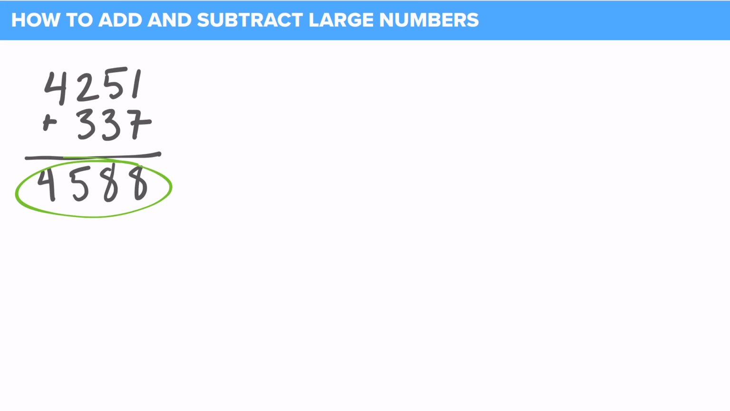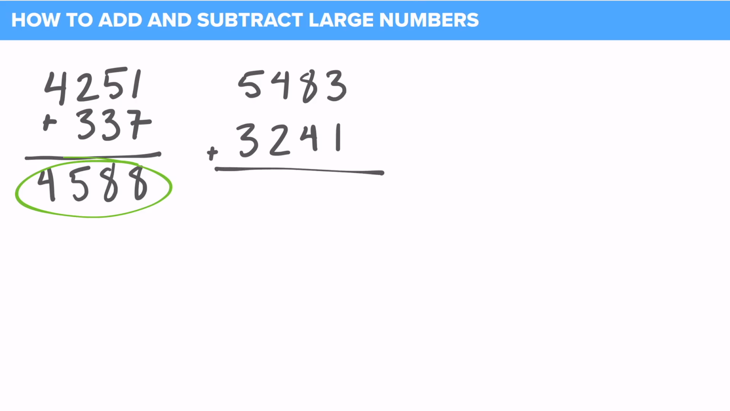But let's consider maybe a second example. Let's say we want to do 5,483 plus 3,241. How would we do this? Well, it's the same process. We're going to go from right to left, top to bottom, and we can start: 3 plus 1 is equal to 4, but then we get an interesting case. We get 8 plus 4, well, that's 12.